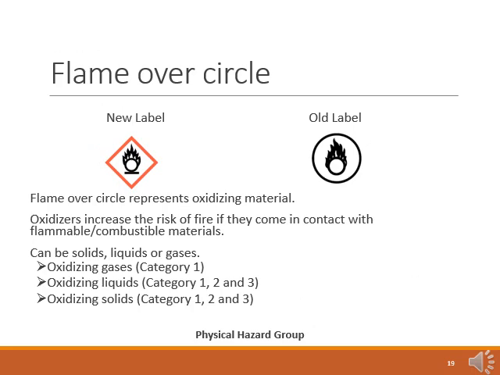Flame over circle pictogram. The new pictogram on the left and the old pictogram on the right. The flame over the circle represents oxidizing material. An example of oxidizing is an oxygen acetylene torch. You start the torch using acetylene, but it can't burn very many things because it's not hot enough. Introduce oxygen and it will burn brighter, hotter, and faster, oxidizing. Oxidizers increase the risk of fire if they come into contact with flammable, combustible materials. They can be solids, liquids, or gases, and these are a physical hazard group.